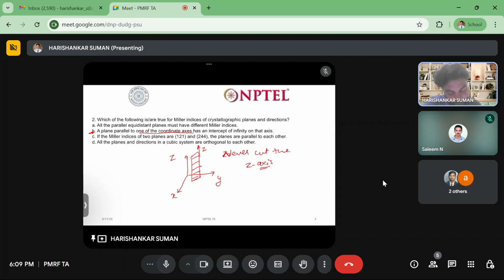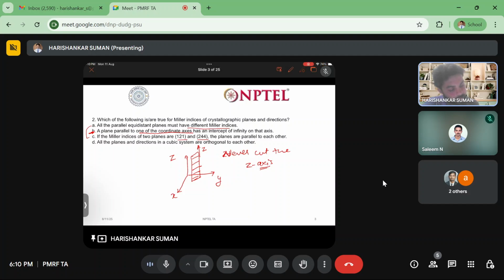And if the Miller indices of two planes are given, are these parallel to each other? A and C are similar. All the parallel equidistant planes must have different Miller indices. This option B is clear to you. Now let's discuss another.